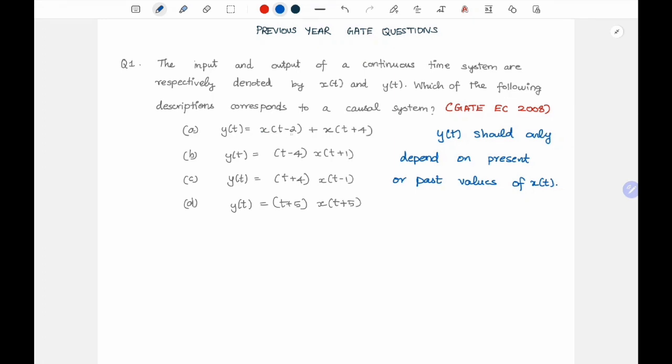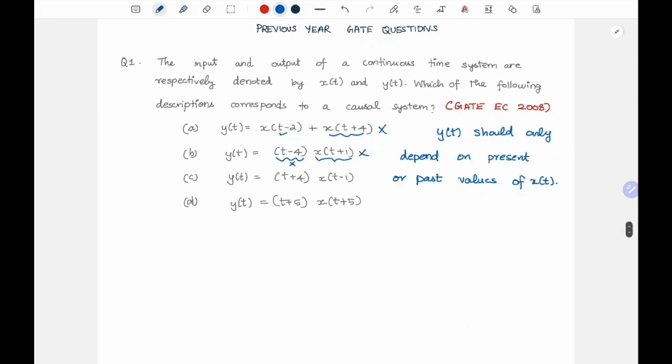So y of t is equal to x of t minus 2. Okay, this looks fine. And x of t plus 4. So this is a future value, right? So this is not a causal system. Second, y of t is equal to t minus 4, x of t plus 1. So this t minus 4 we do not have to consider because it is not a value of x. So only whatever is there in the x we need to consider. But again, x of t plus 1 is actually a future value of x. So this is also not a causal system.